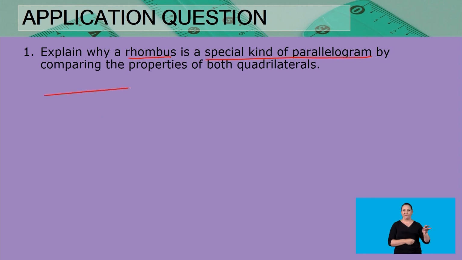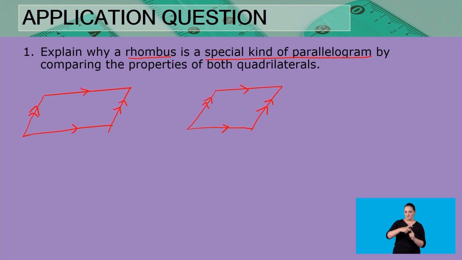Now, when we think of the properties of a parallelogram, we know that it has two pairs of parallel sides, which are also the same properties for a rhombus. Now, what we know about a parallelogram is that the opposite sides of a parallelogram are equal.